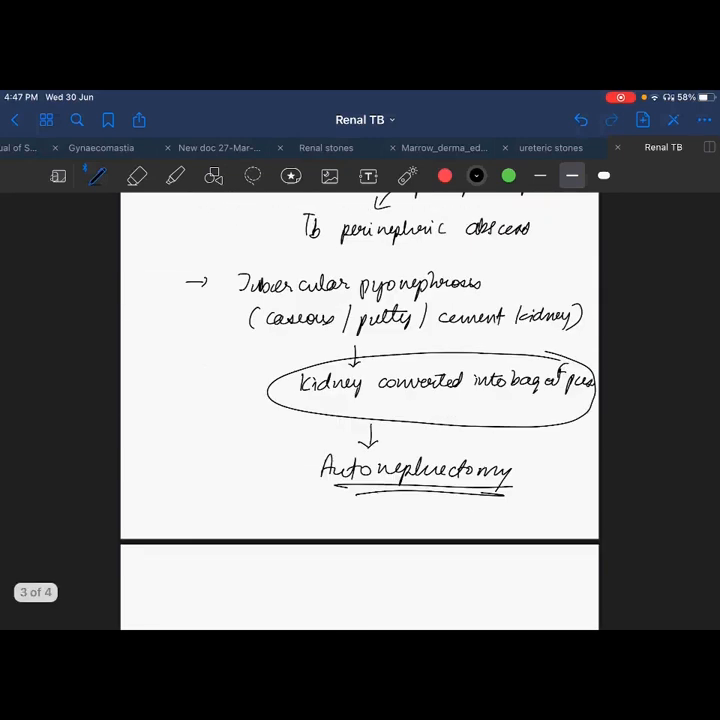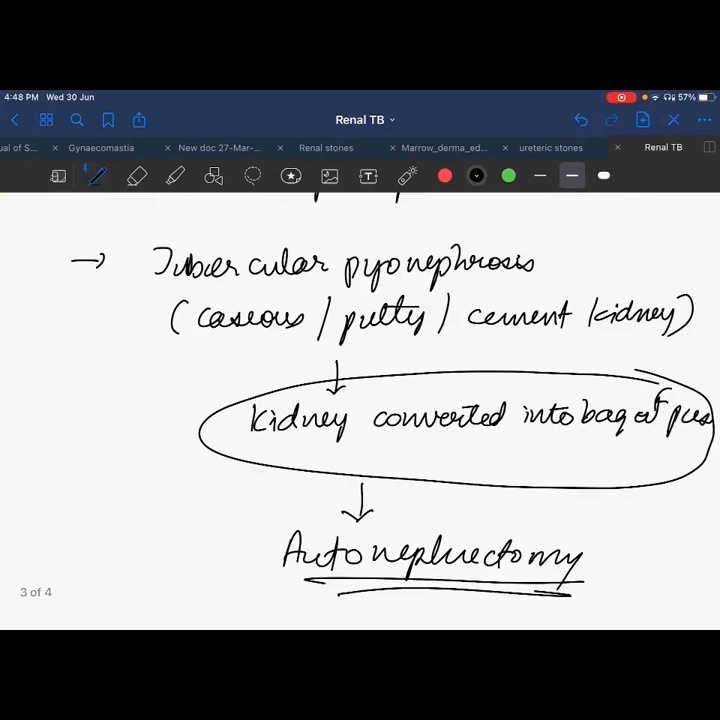Why it is known as putty or cement kidney: when it undergoes calcification, like I said, if the tubercles or ulcerations heal, they undergo calcification. If the entire kidney starts to heal like that, and the kidney wall is calcified, it will resemble hard cement. That is putty or cement kidney.